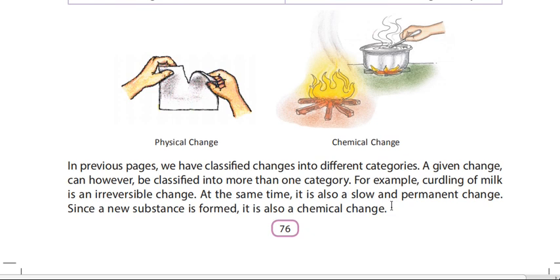So in this way, we have discussed the physical and chemical changes. Next, I will discuss the others.